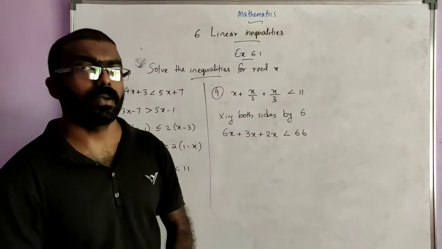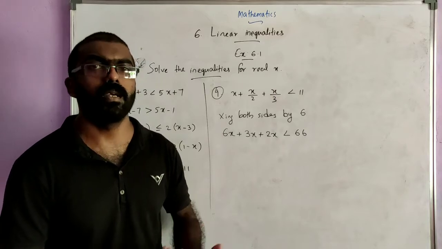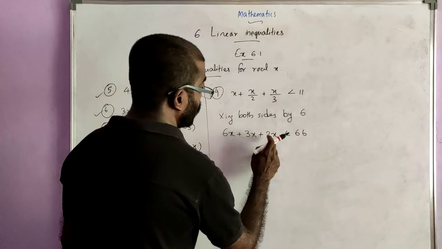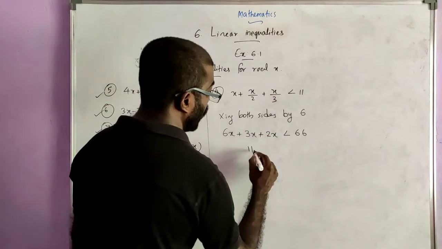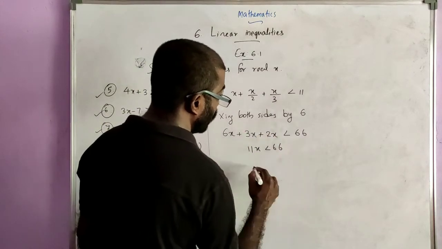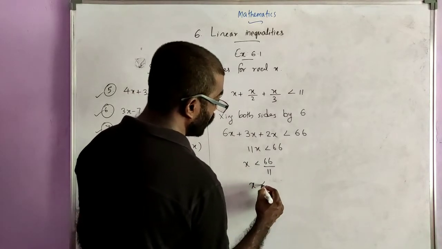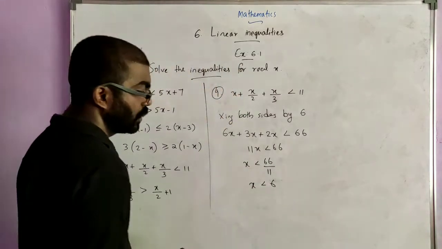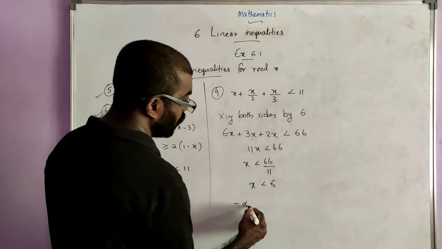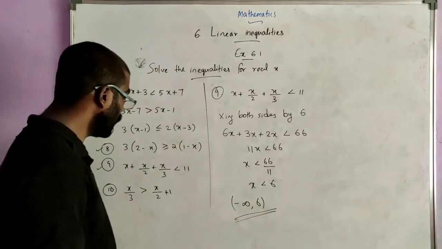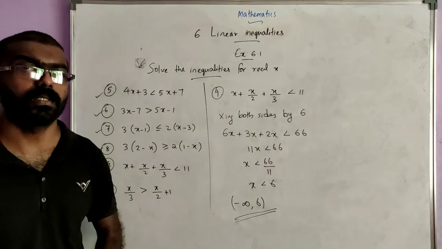Or you can use the cross multiplication method. Okay, both give the same answer, no problem. So 6x plus 3x plus 2x, 11x less than 66. x is less than 66 by 11. x is less than 6. So the solution is the open interval minus infinity comma 6.